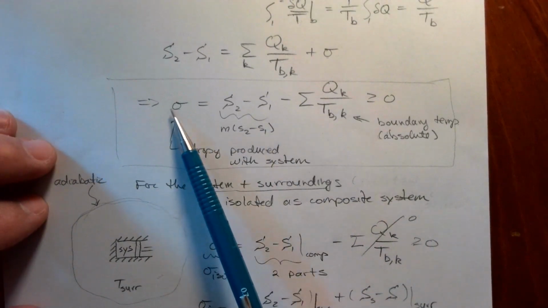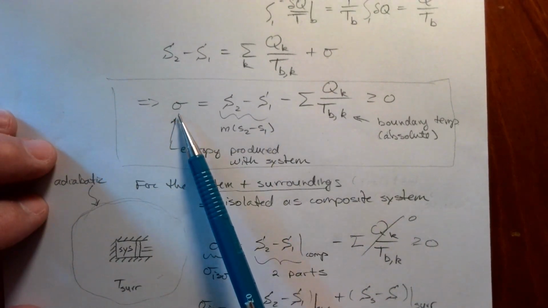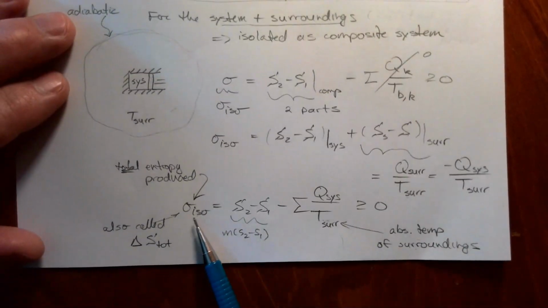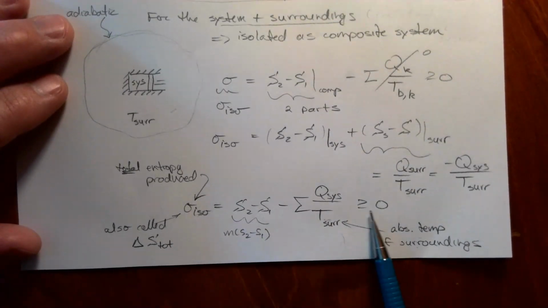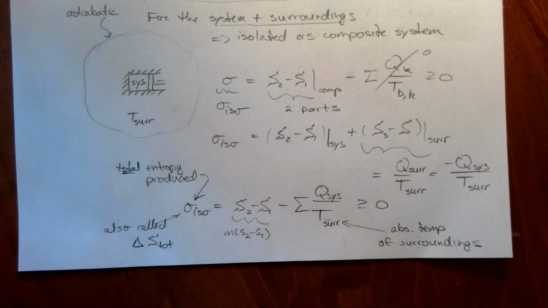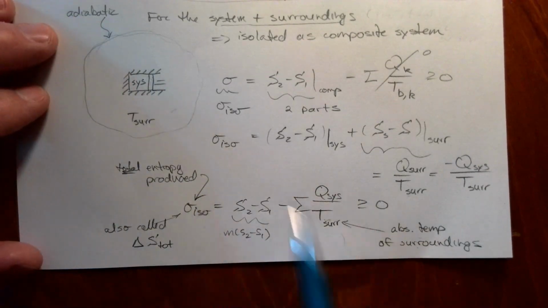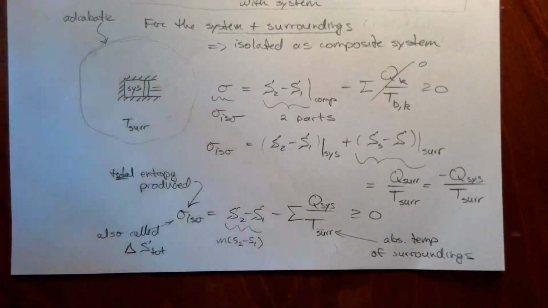We can check this, sigma. So the entropy produced within the system has to be greater than or equal to 0. Also sigma isolated, or the total entropy produced, has to be greater than or equal to 0 also. So that's the two equations. We can put a box around this one as well that we have for closed systems.